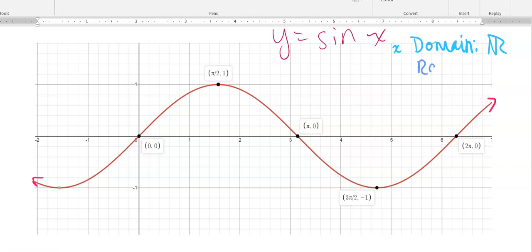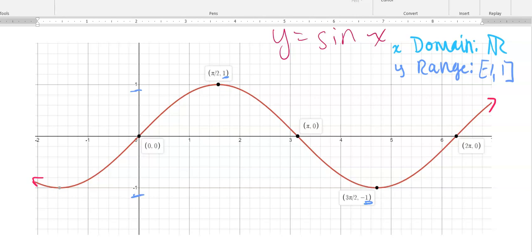Now let's do the range. Now as a reminder, the range is the y values of the function. Well, if we look at our key points, we've got 1 and -1, and I think it repeats over and over and over again because it is periodic. So we oscillate between these two y values and everything in between. So our range is going to be from -1 to 1. And because those values are included, we have brackets.